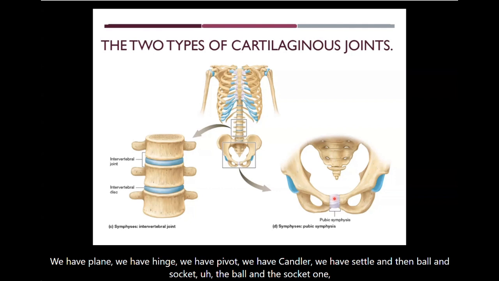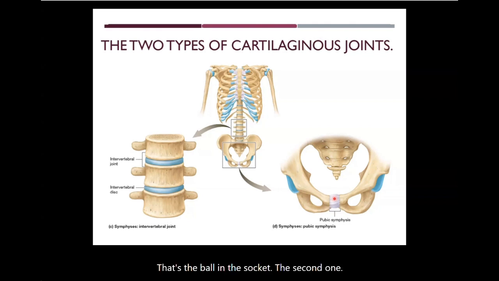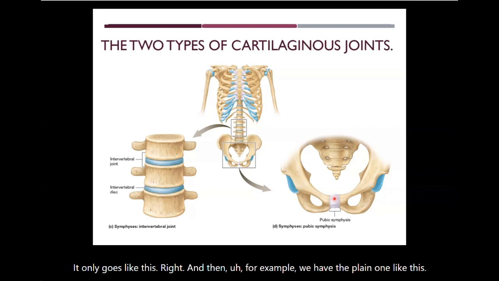The ball and socket one, remember the glenoid cavity and the acetabulum where the femur is attached and the humerus is attached? That's the ball and socket. The second one, do you see where it says the hinge joint? That's the elbow and that's the knee. It only goes like this, right? And then, for example, we have the plane one like this, or pivot. It stands like this, but it turns around itself. Biaxial, condylar, and then we have a saddle, and then ball and socket, okay?